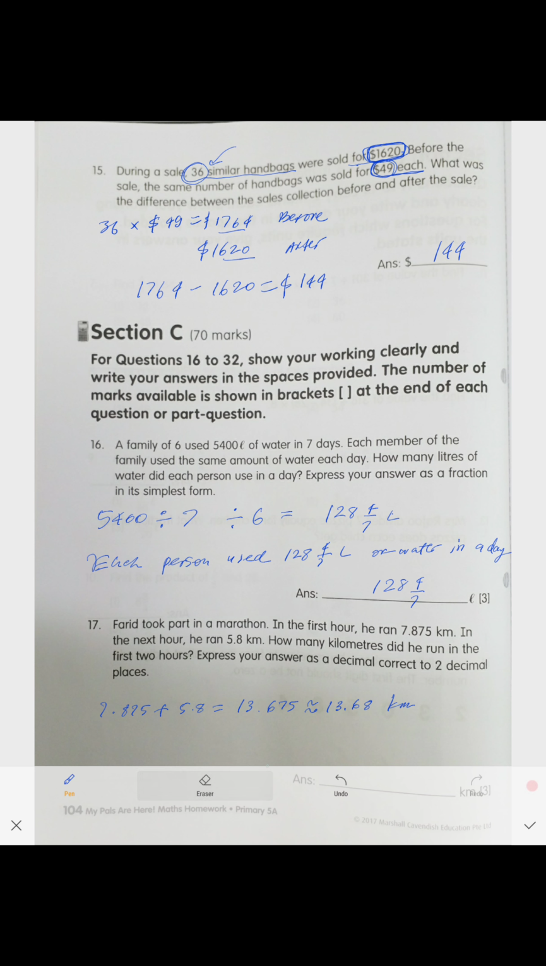And we need to write it as a sentence. He ran 13.68 kilometers in the first 2 hours. Okay. And of course, don't forget to write your number over there. 13.68. Right there. Okay.